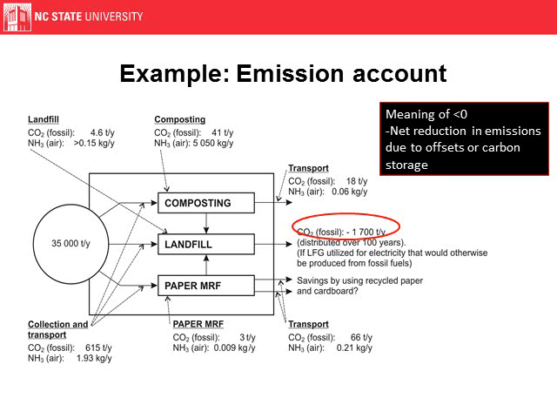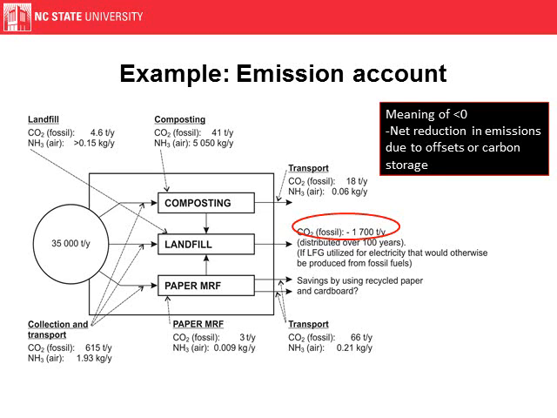So this is building on the previous one that showed the mass balance. It is an actual analysis of all the emissions associated with each of these processes, all the CO2 and ammonia emissions from each of these: collection and transport, the paper MRF, mostly electricity used with that, transport emissions, composting emissions, landfilling emissions as well, and then there could be savings associated with recycled paper and cardboard.